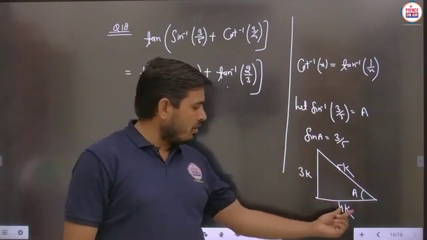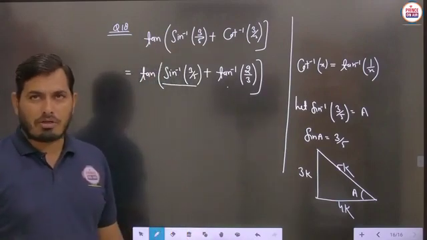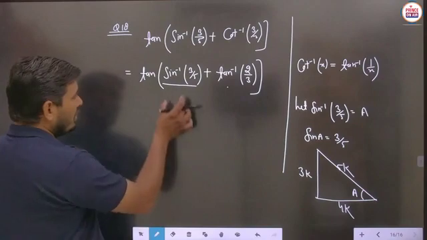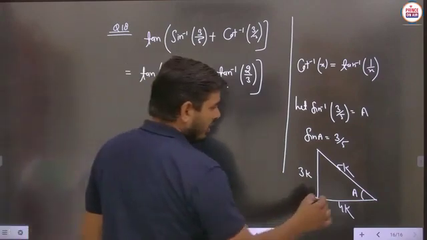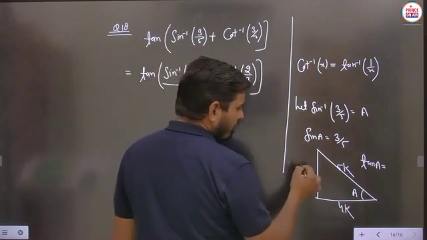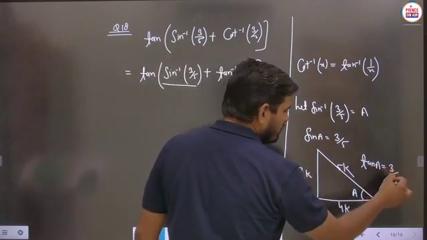Now by using Pythagoras theorem you can just obtain the third side, that is the base here, 4k. Now we have to write that in terms of tan. So what should be the tan A? From here the value of tan A is what? Perpendicular upon base, so this should be equal to 3 by 4.